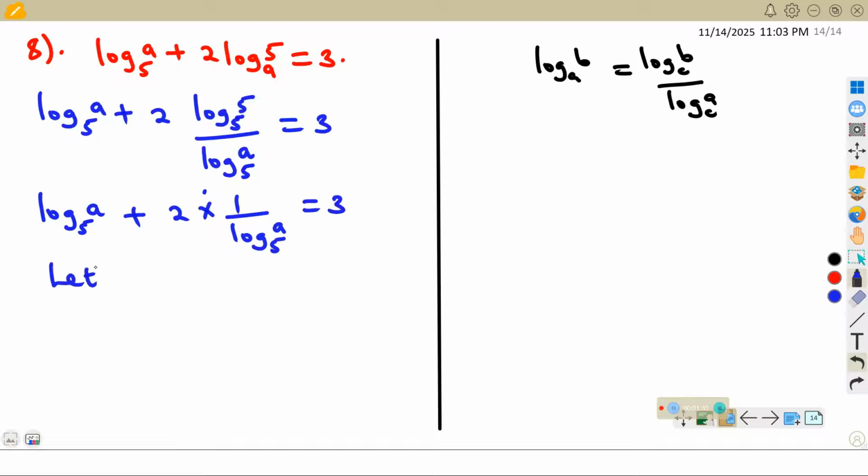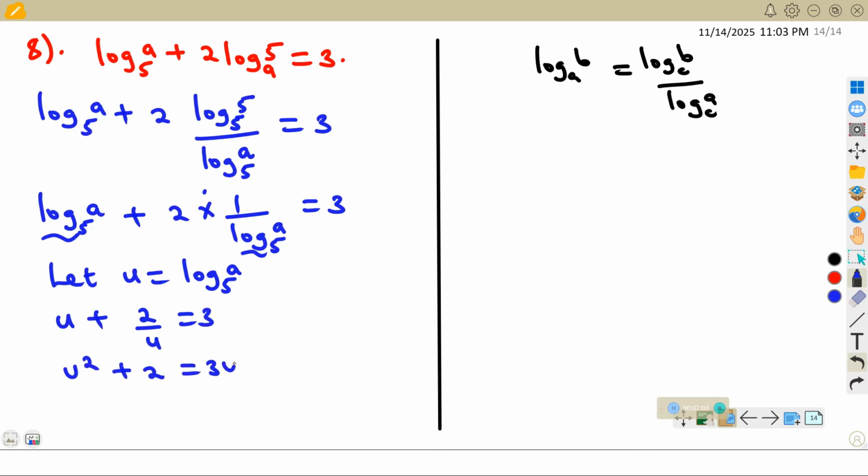So we shall realize that this and this are common, so we shall let u represent log₅ A. So for that case, u plus 2 divided by u will be equal to 3. So u squared plus 2 is equal to 3u. So u squared minus 3u plus 2 will be equal to 0.